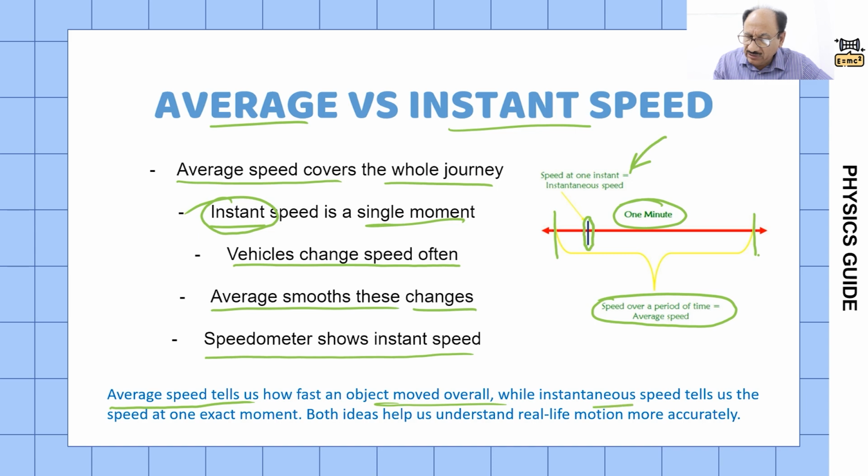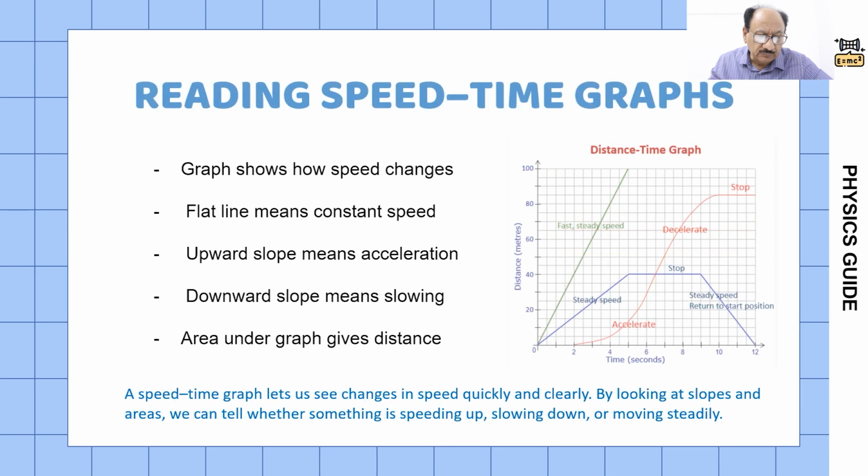While instantaneous speed tells us the speed at one exact moment, both ideas help us understand real life motion more accurately. Similarly, we can understand things from the graphs also. So, reading speed time graphs, and distance time graphs also.